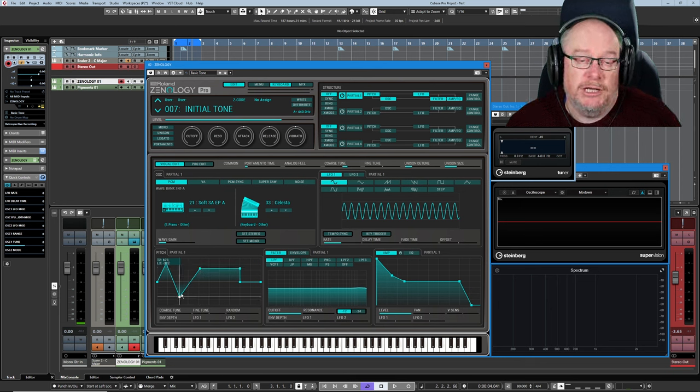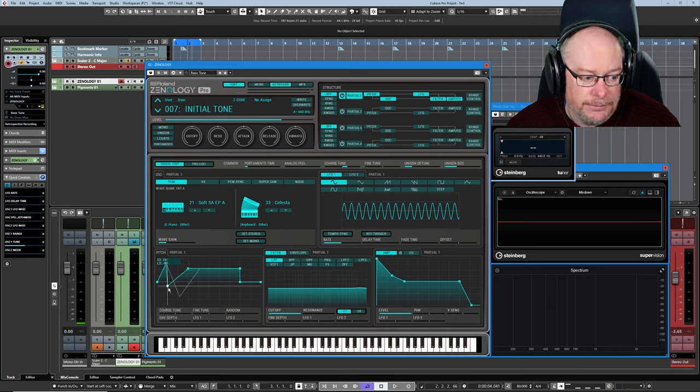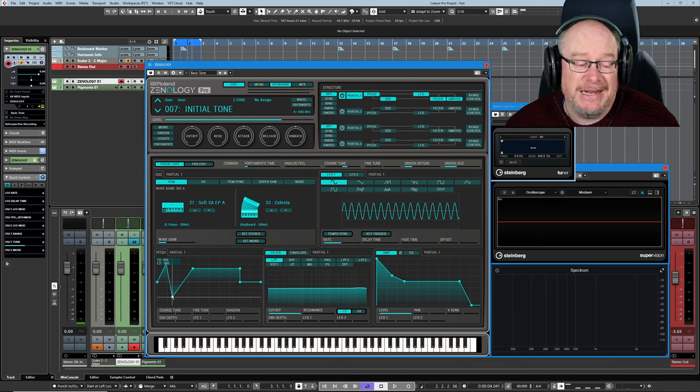The other point to note between pitch and amplitude curves is that the pitch curve has a 0 point and a symmetrical axis, so we can now have negative values. And here you can see level 2 at minus 300 down here. That's obviously going to be a negative pitch.